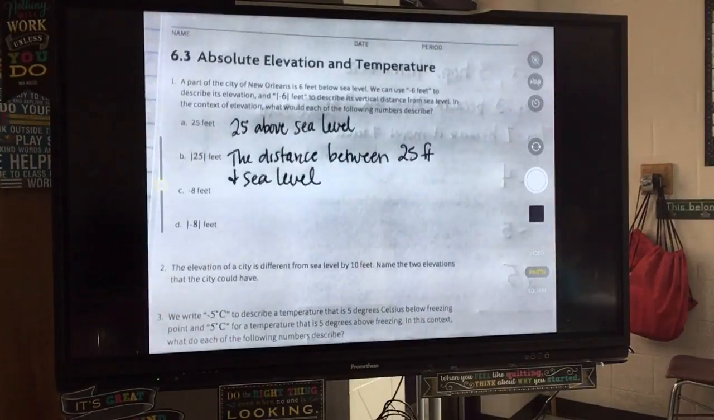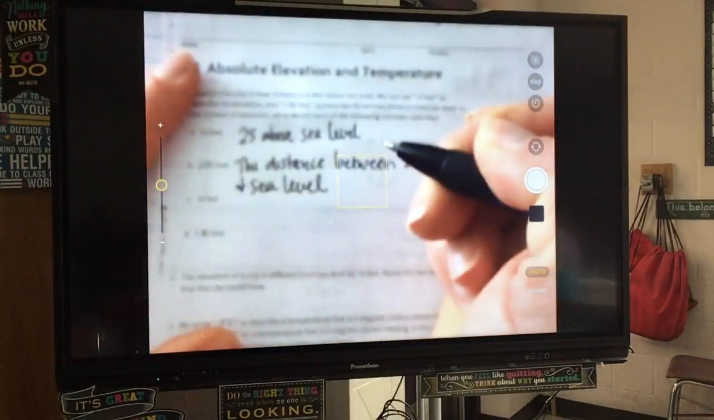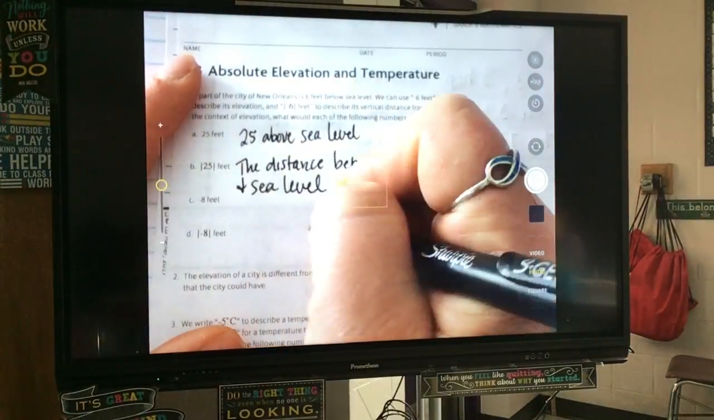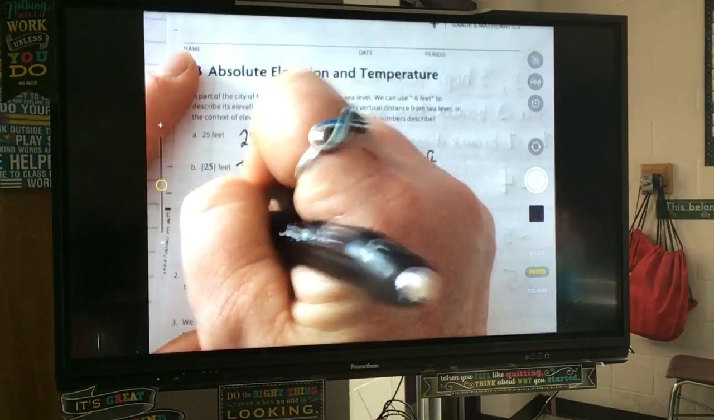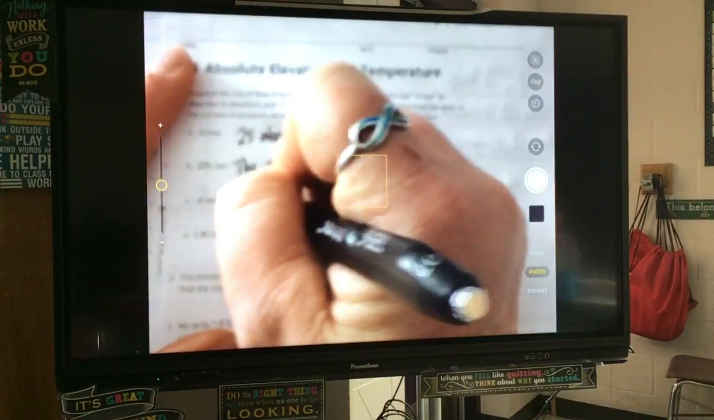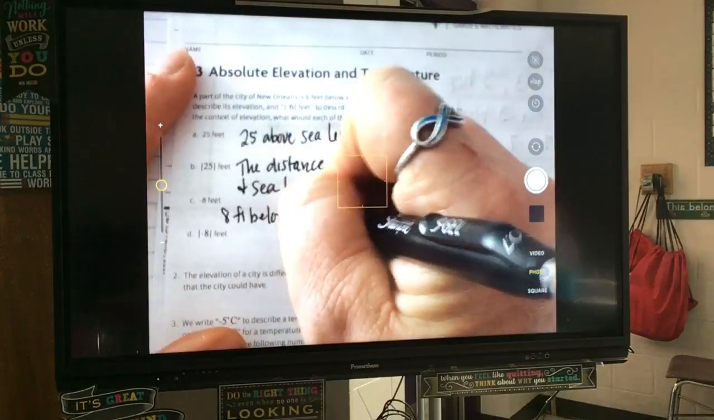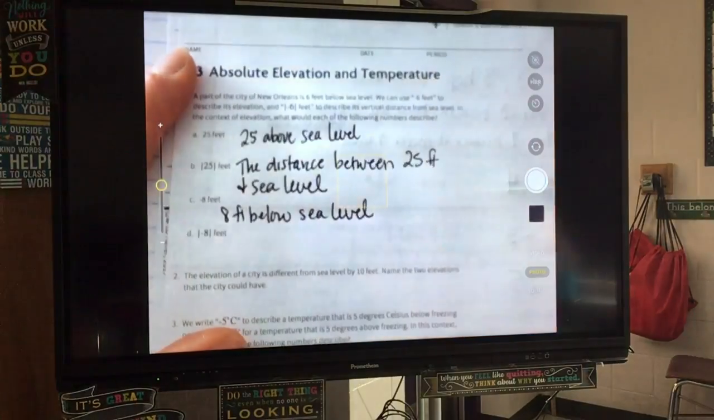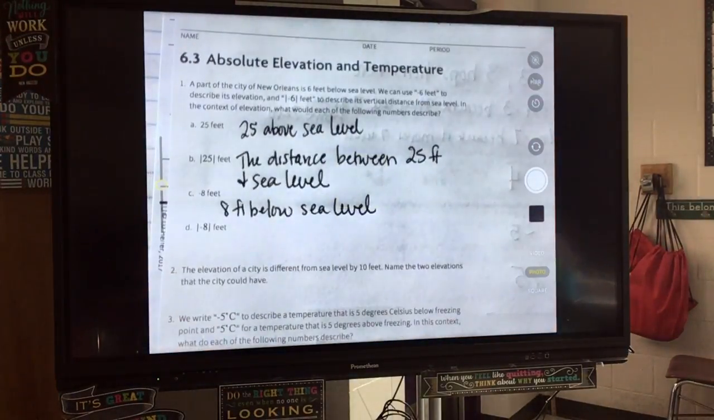All right, let's go ahead and do C and D. So what does negative 8 feet, what could it mean? Lily, 18 feet below. Not 18, it's negative 8, baby. 8 feet below sea level. Okay, and then what could the absolute value of negative 8 feet mean?